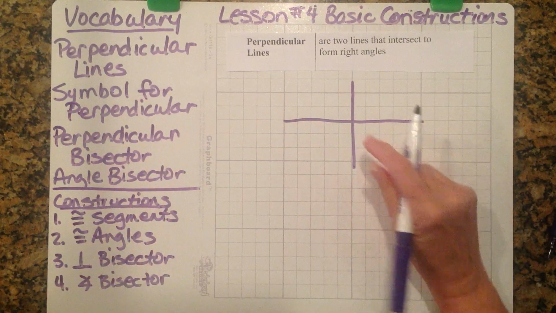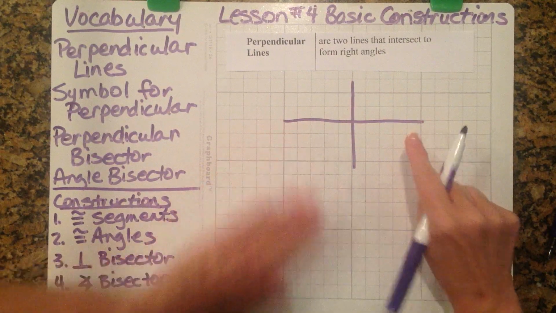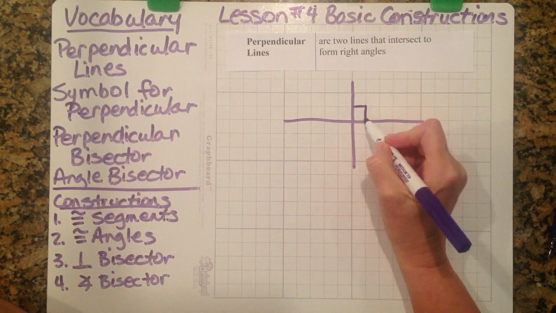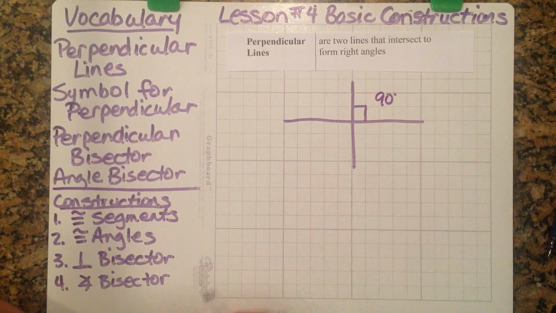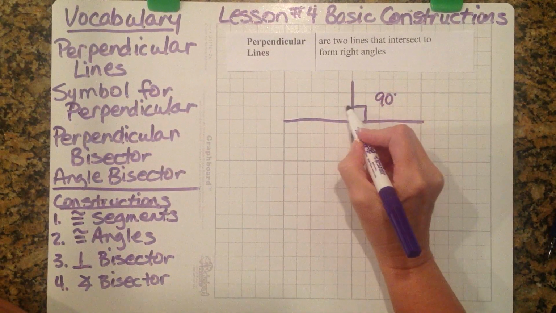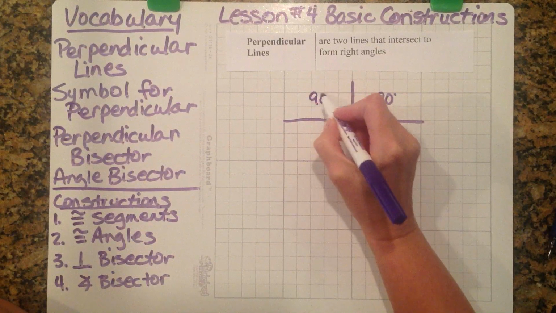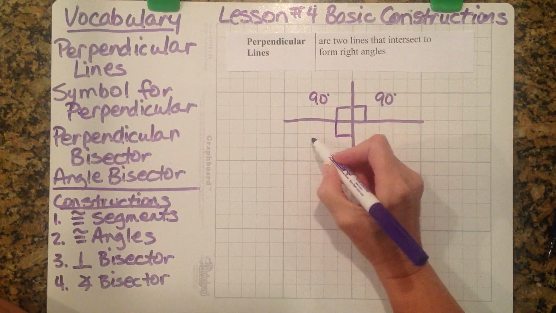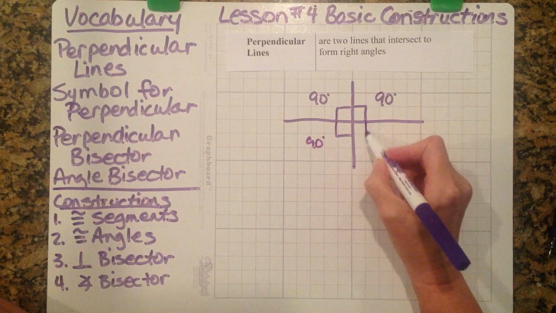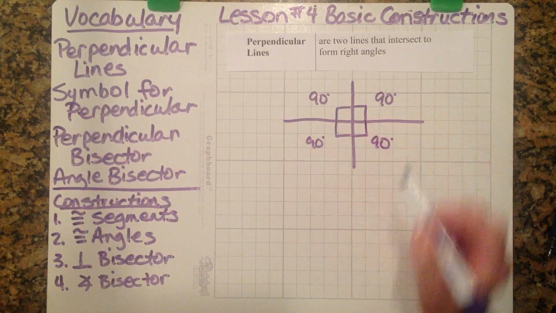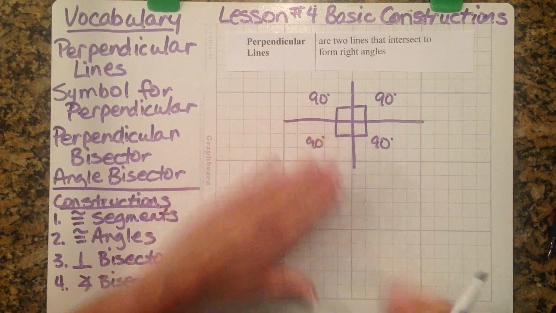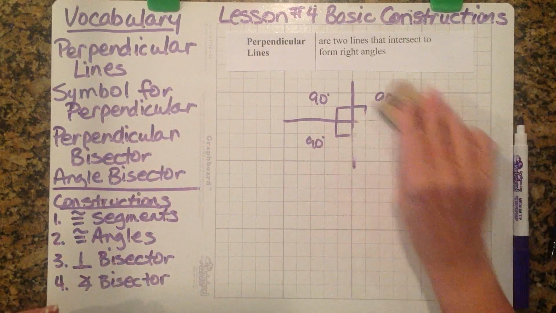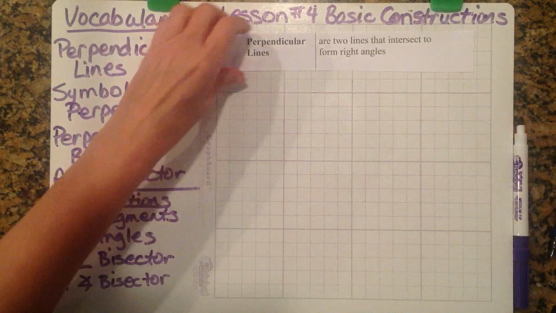So what that means is that these 2 are perpendicular to each other, and this forms a right angle right there. As you remember, a right angle is 90 degrees. Well, there's another right angle over here, and that's 90 degrees. There's one down below, and there's one on this side too. So actually, when you have 2 lines that are perpendicular, they form 4 90-degree angles. And we'll go into a little more detail about that in just a minute.